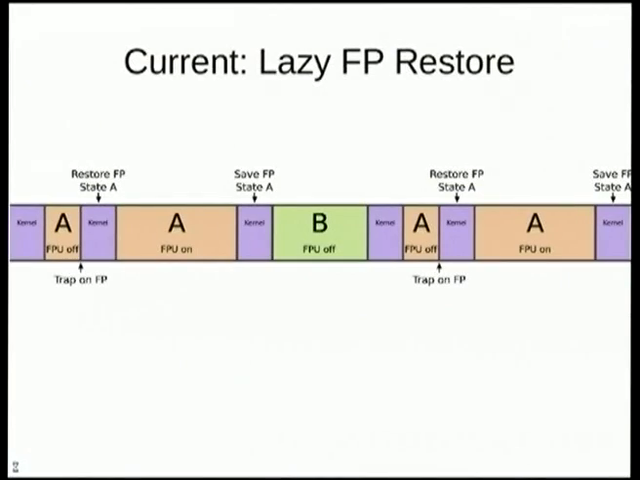Just extending that a little bit longer, you can see that we have the original A and then B, and then A runs again. We have to then go and trap again. So every time that A starts its time slice, we have to trap into the kernel to restore our state.